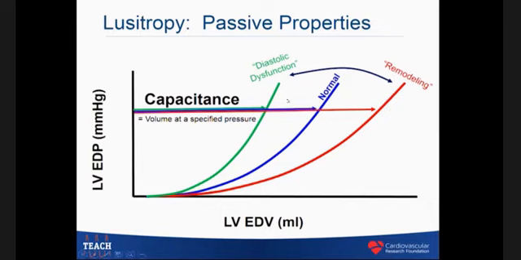So as you can see, the capacitance decreases. The word capacity itself makes it easier for us to remember. The capacitance decreases when the LV size decreases. So this is different from compliance. Compliance is a measure of the way the heart relaxes, whereas capacitance is a measure of the heart size.